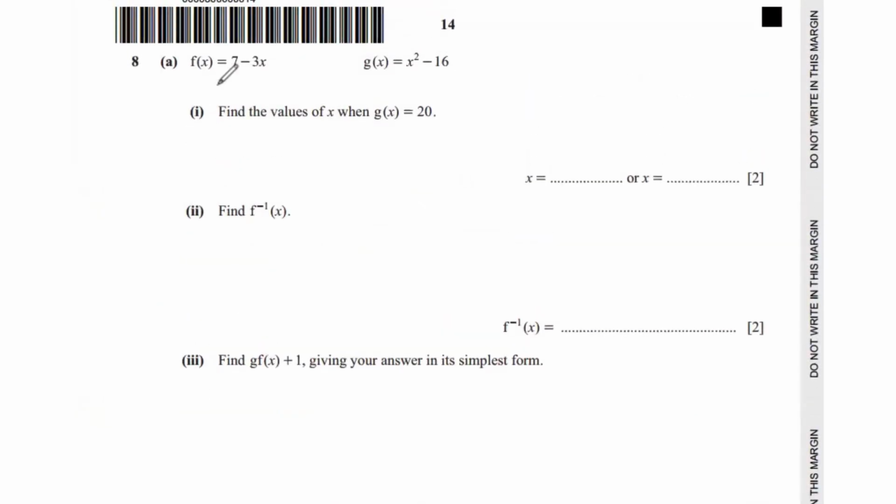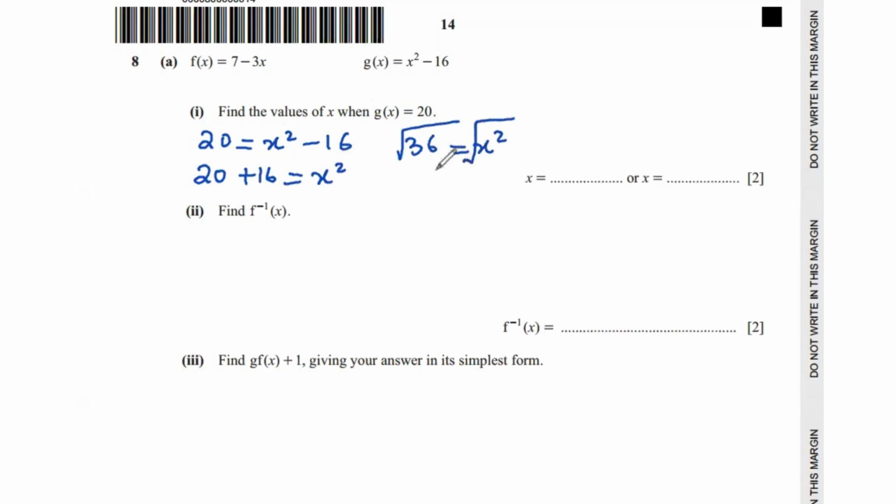Question 8 says f of x equals 7 minus 3x and g of x equals x squared minus 16. Find the value of x when g of x is 20. So 20 equals x squared minus 16. 20 plus 16 equals x squared. 36 is x squared. Square root both sides, and plus or minus 6 is the value of x.